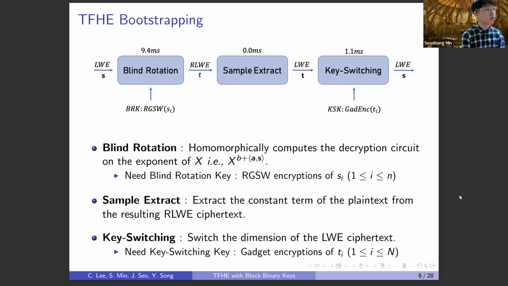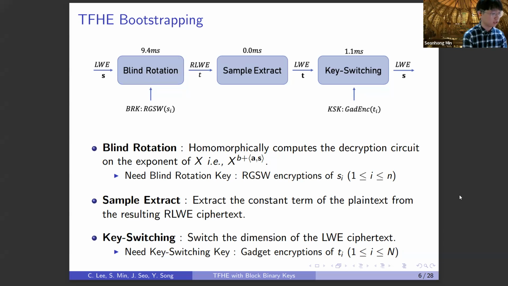The TFHE bootstrapping consists of 3 different steps: firstly, blind rotation, sample extract, and key switching. In the blind rotation, in a nutshell, you homomorphically compute the decryption circuit over the exponent of X, in other words, X to the b plus the inner product of a and s. To realize this, you need blind rotation keys, which are RGSW encryptions of s_i.